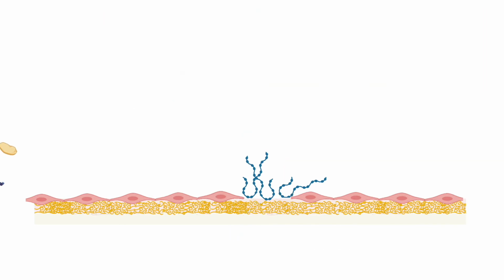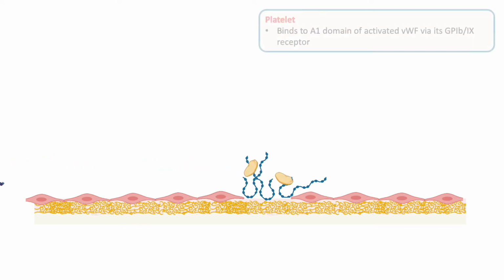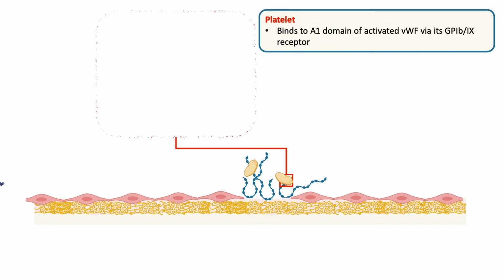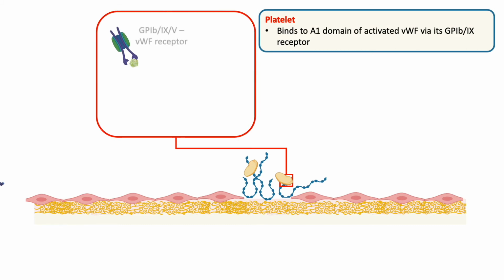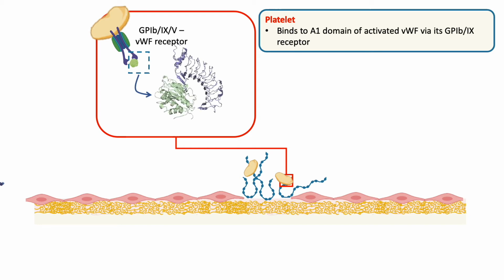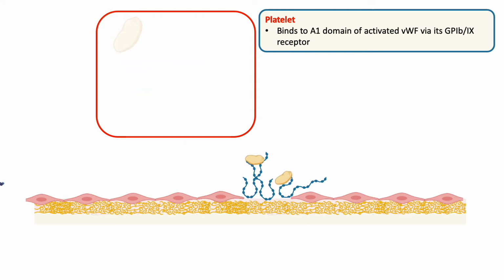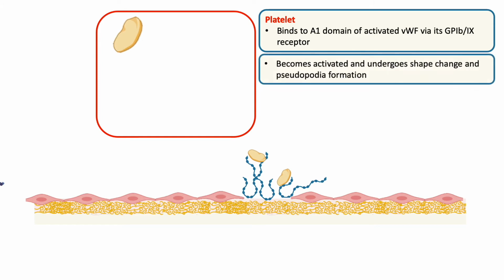The flowing platelets bind to the von Willebrand factor strands by attaching to its A1 domain with the platelet GP1b-IX receptor. On attachment and activation, the platelets undergo shape change to a spheroidal shape and develop pseudopodia to enhance their aggregation.